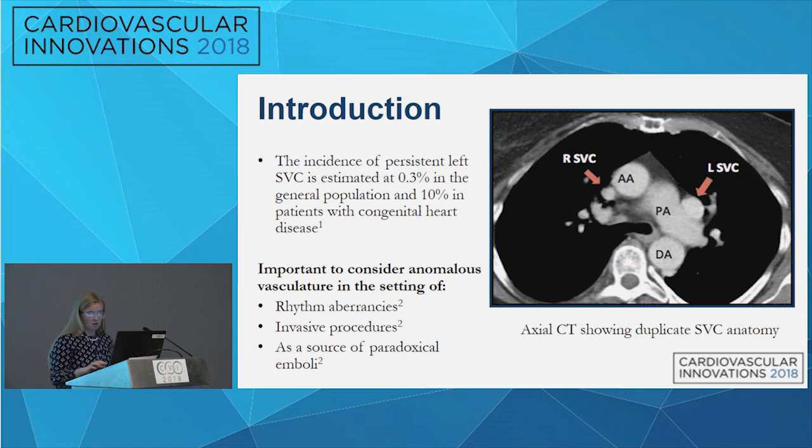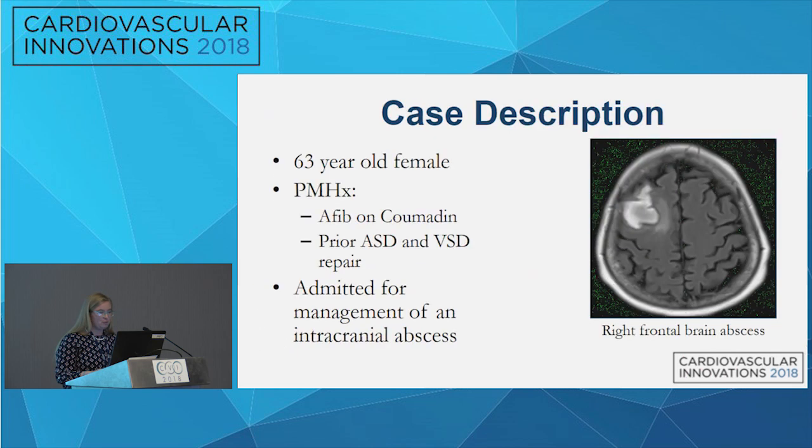So I'm going to highlight some of the important considerations going forward. The case itself is that of a lovely 63-year-old female. She's got a past medical history of AFib on Coumadin. She's had prior ASD and VSD repair in her 20s. And she's presenting this time to the hospital with altered mental status, fevers, and a facial droop.